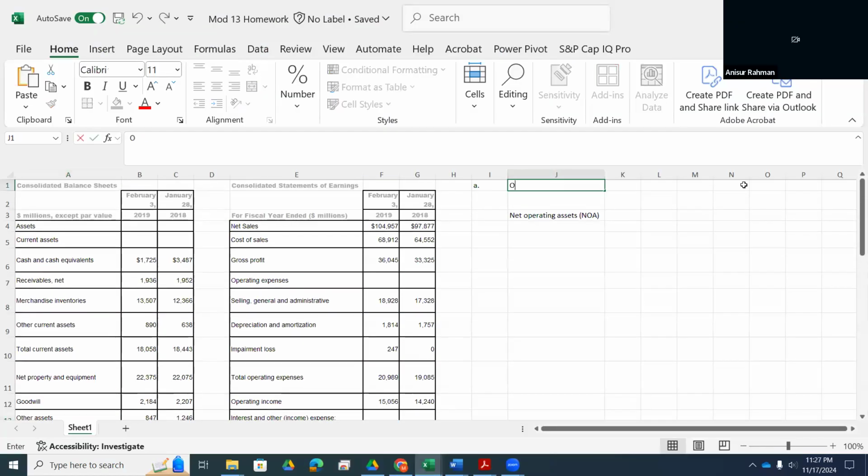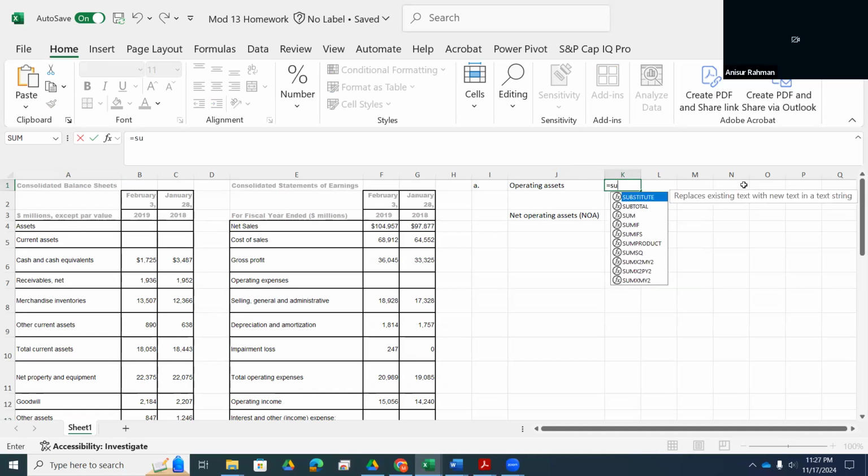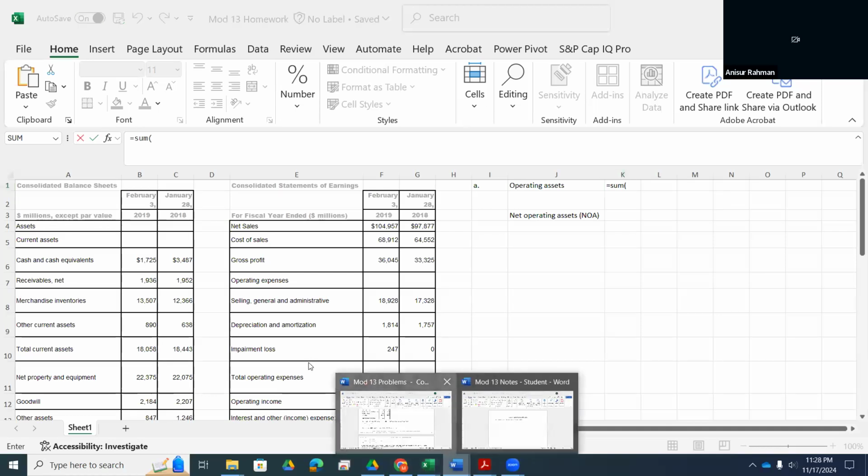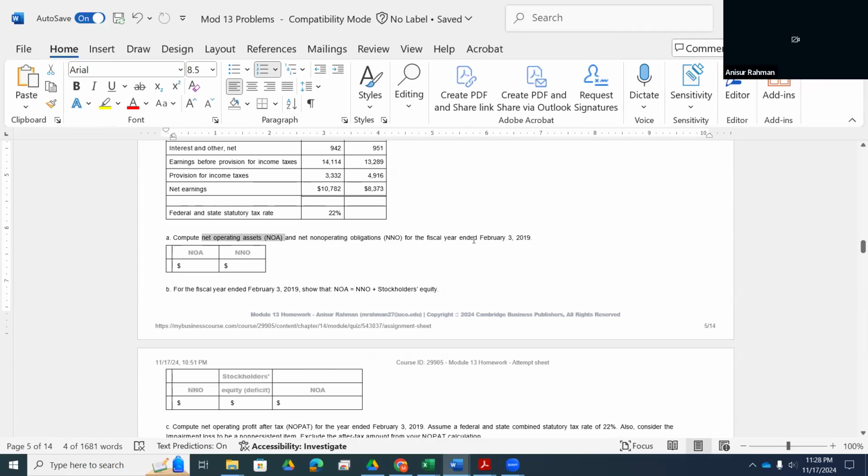So operating assets will be, we have to add all the operating assets. There are some formulas built into the Excel spreadsheet. One of them is SUM, S-U-M, which adds the cells I'm going to write inside. It is asking us to calculate net operating assets and net non-operating obligations. We are working on net operating assets for now, for 2019.